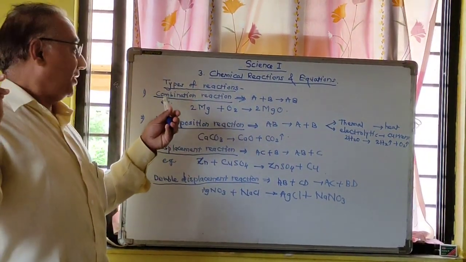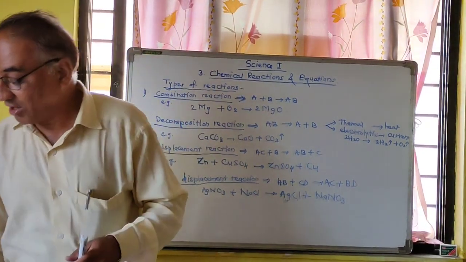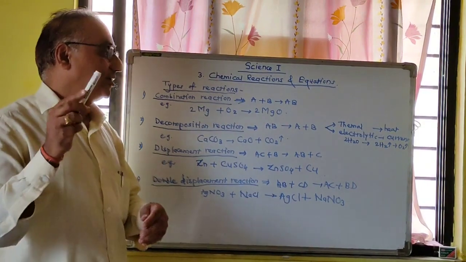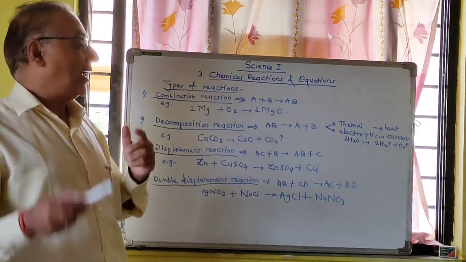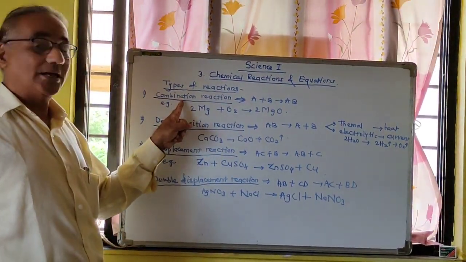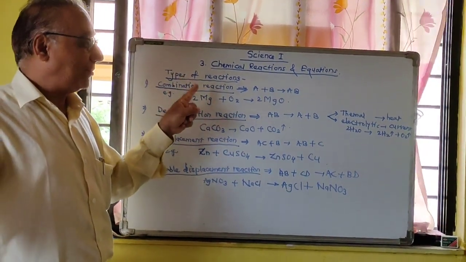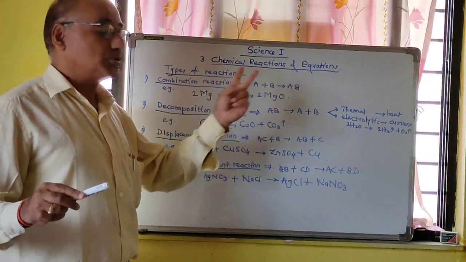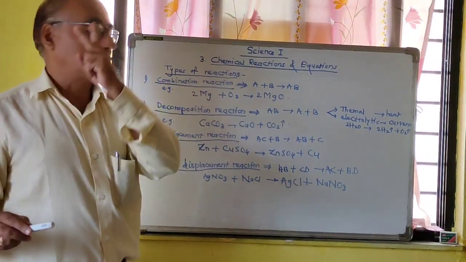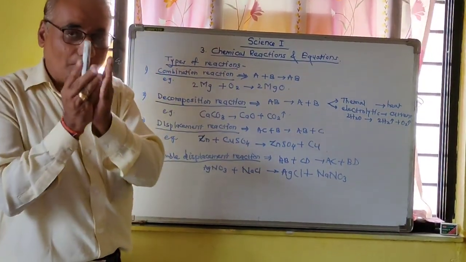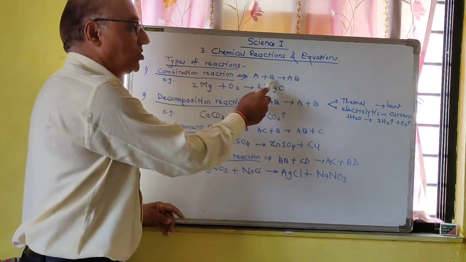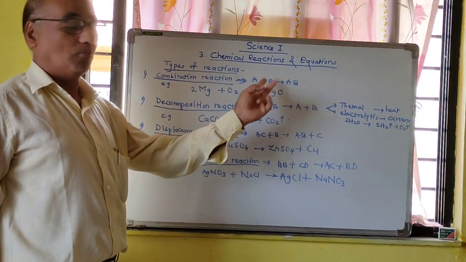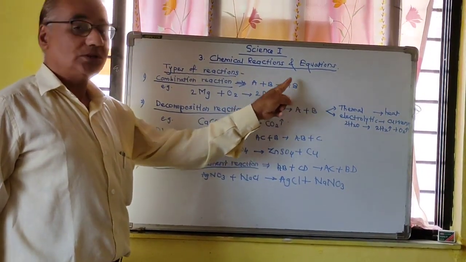Now combination reaction means that when two or more reactants combine together and there is a formation of a single product, that reaction is known as combination reaction. Mathematically we can represent this reaction as, suppose A and B are two reactants. If they are combined together, there is a formation of a single product AB, which is written on the blackboard. A plus B gives AB.